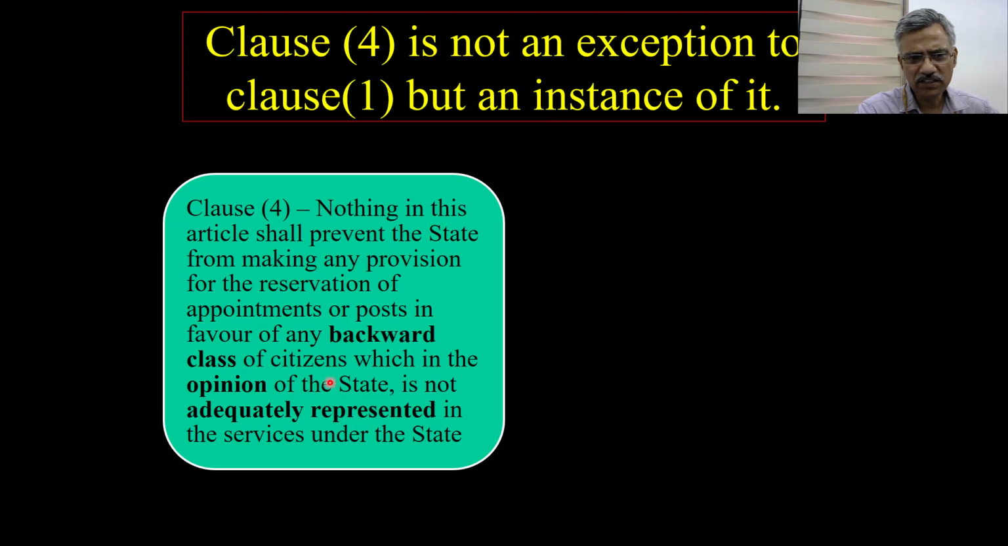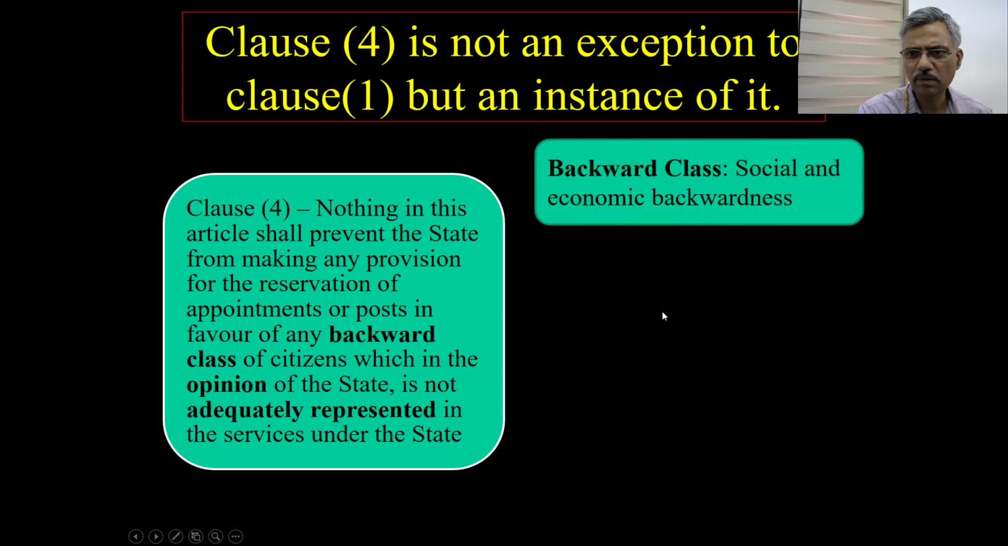Now there are three things here which we will again try to understand. The Supreme Court said that backward classes in clause 4 means social and economic backwardness. So when we are talking of identification of backward classes, the main criteria will be social and economic backwardness, and therefore it held that backwardness on economic criteria alone will not be possible under the Constitution.